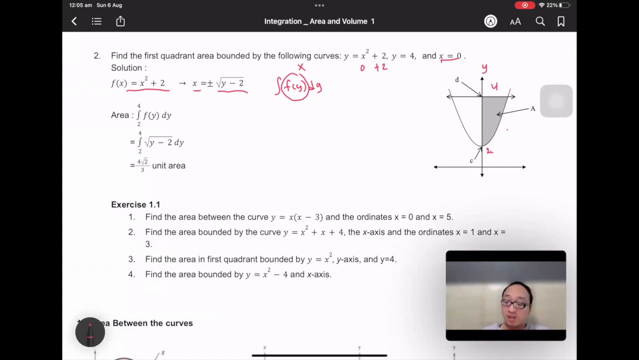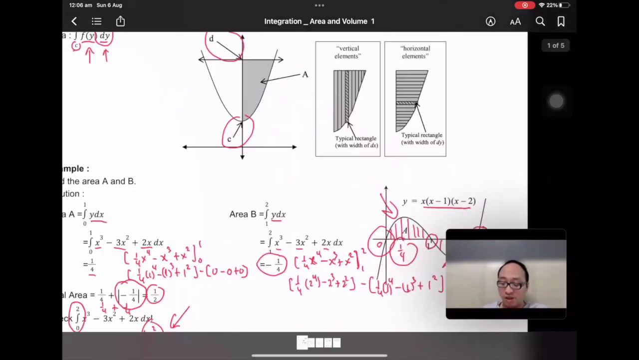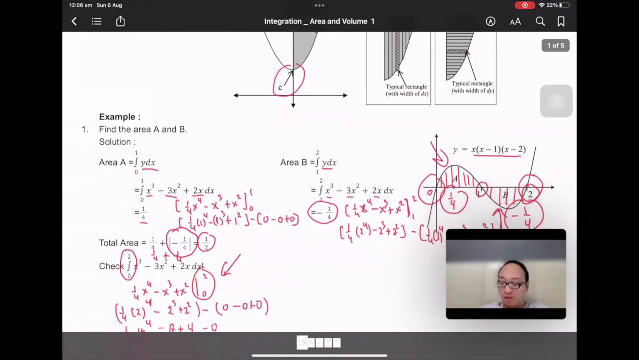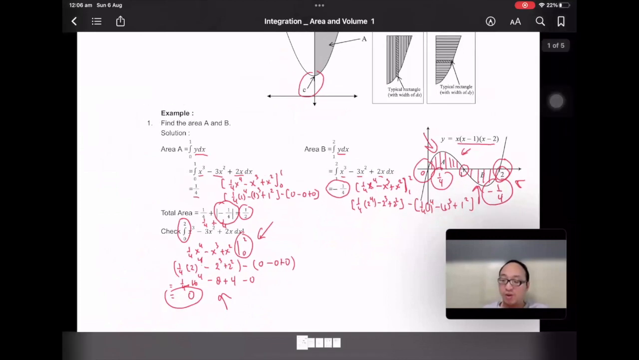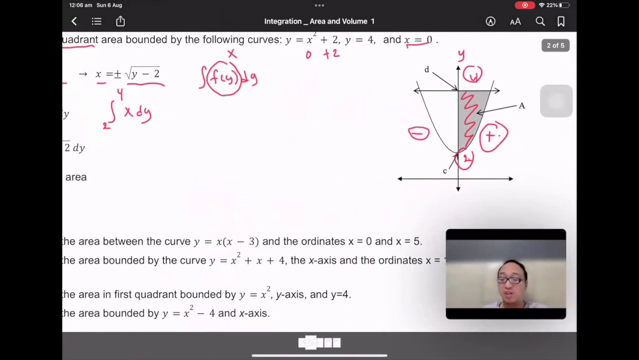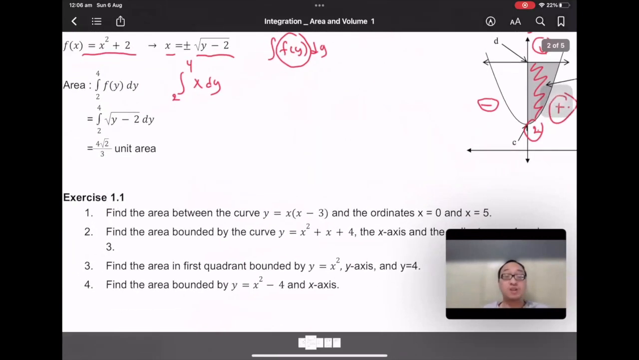Plus minus, because one is positive and another one is negative. Since we want the first quadrant, we will take the positive. So it's the integral between 2 until 4 of x dy. In this case, we can just directly put 2 and 4 because the area is only on one side, not two sides as before. Before, the areas were on the top and bottom, so we had to split it into two regions. But in this case, because there's only one side, we can just calculate it directly.